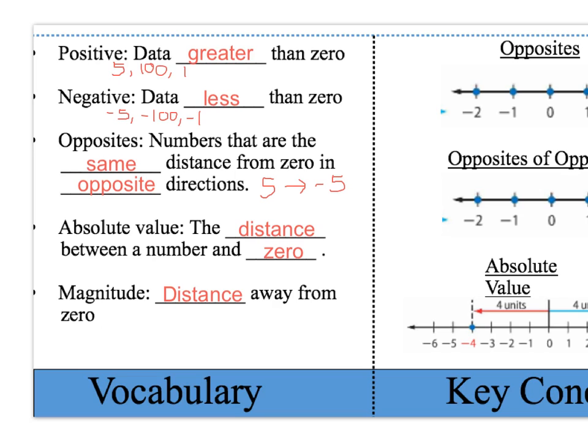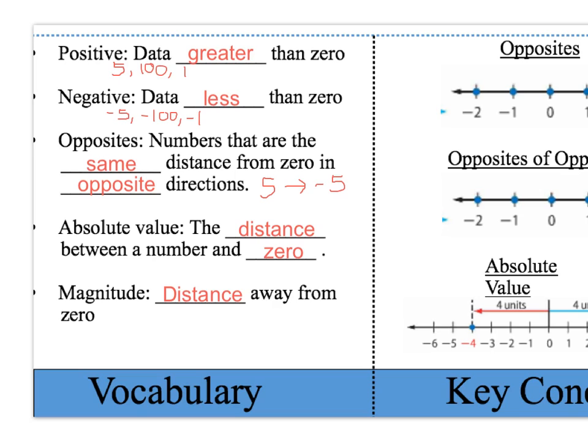Our final vocabulary word for today is called magnitude, which means the distance a number is away from 0. Sometimes you can refer to this as how large something is. If you ever hear of earthquakes, earthquakes are measured by magnitude, so how large an earthquake is. So the larger the earthquake, the larger the number is. The smaller the earthquake, the smaller the number is.